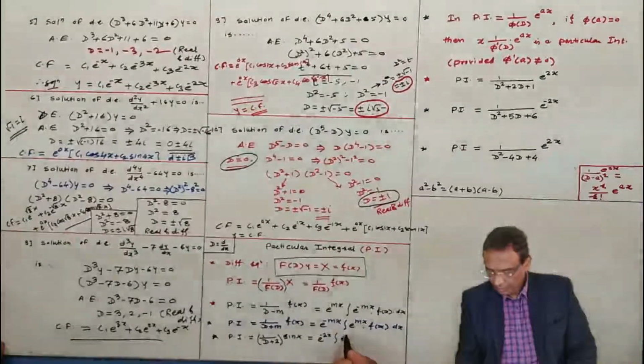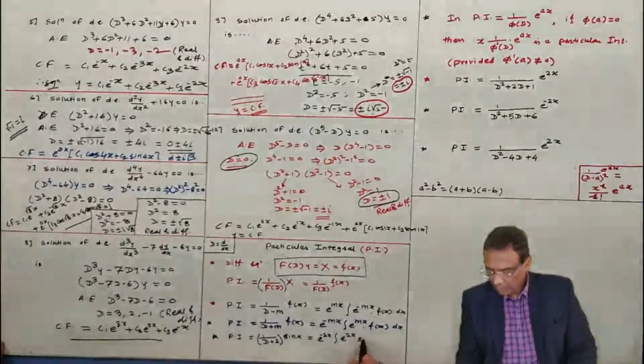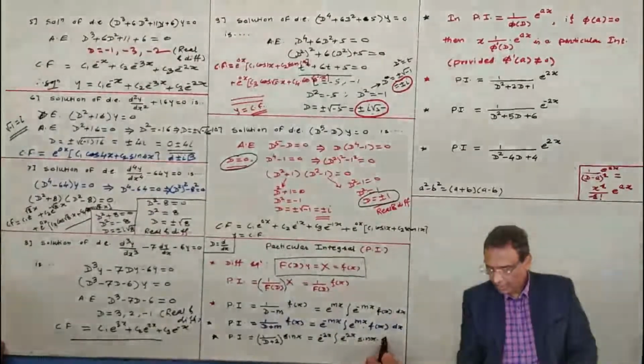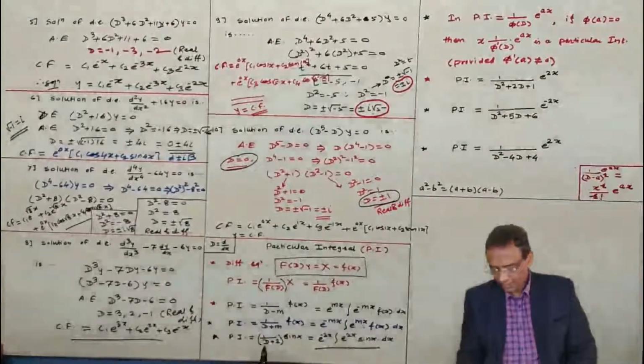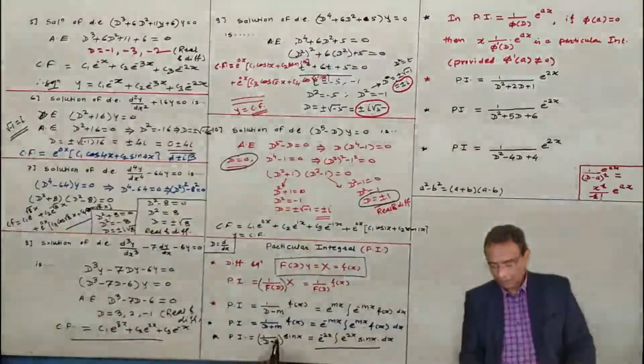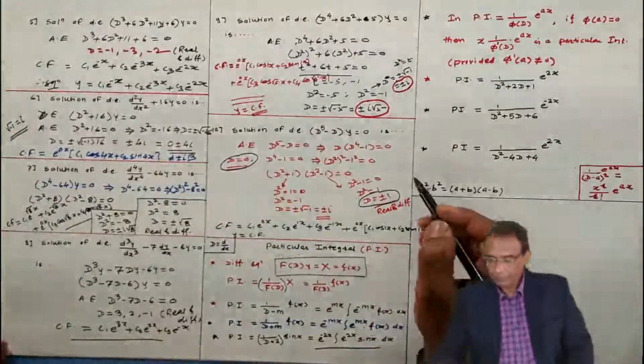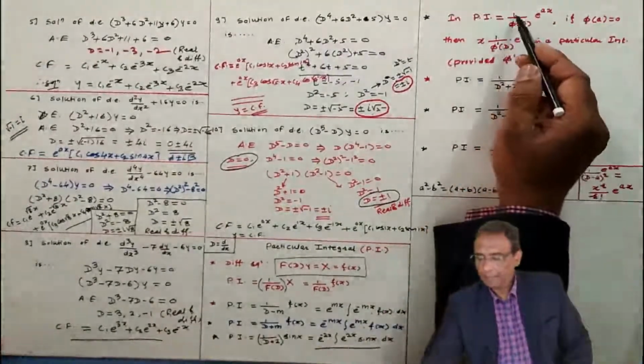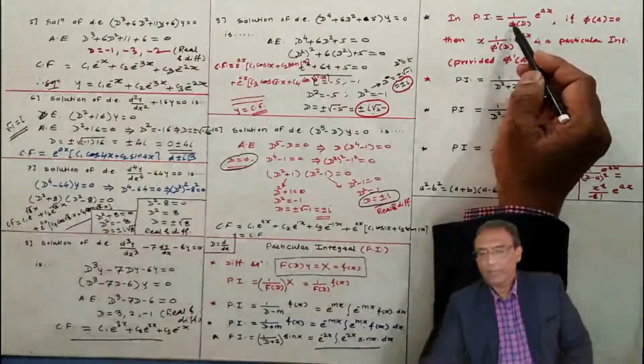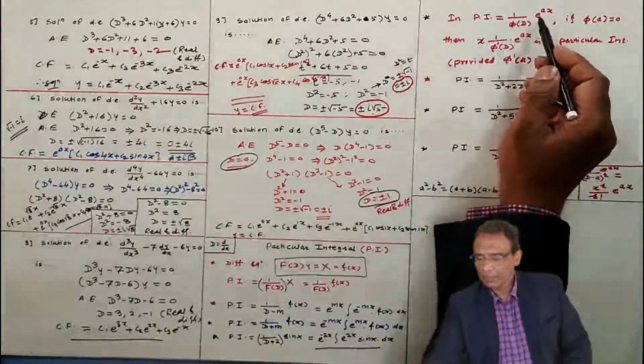integral e to the power 2x into sin x, and this integral we have to evaluate. Okay, this factor can be resolved in this way. Okay. Now, the particular integral 1 by f(D) is phi(D) or f(D), the same thing. Function of D means phi D, function of D means f D.